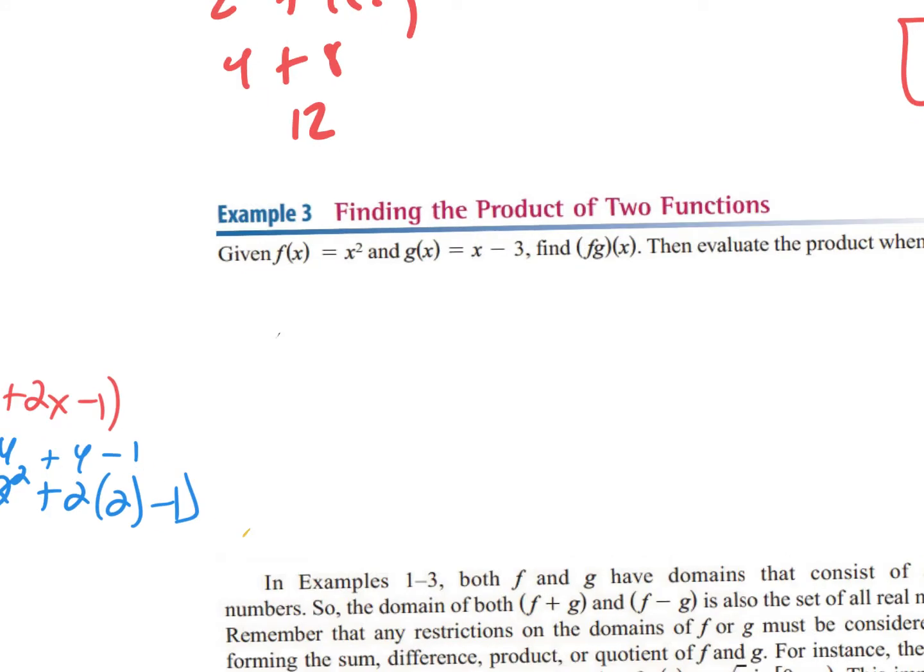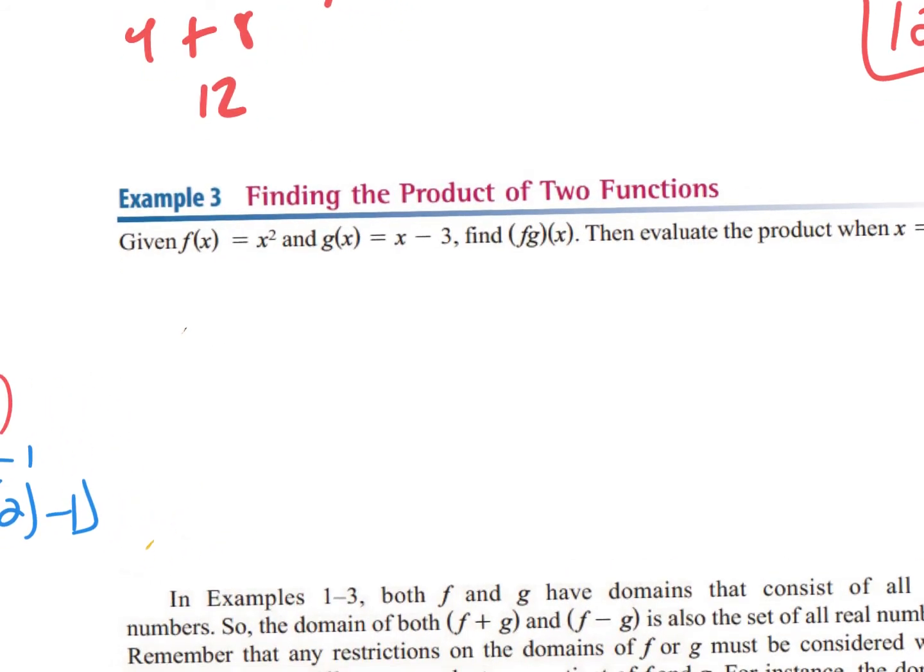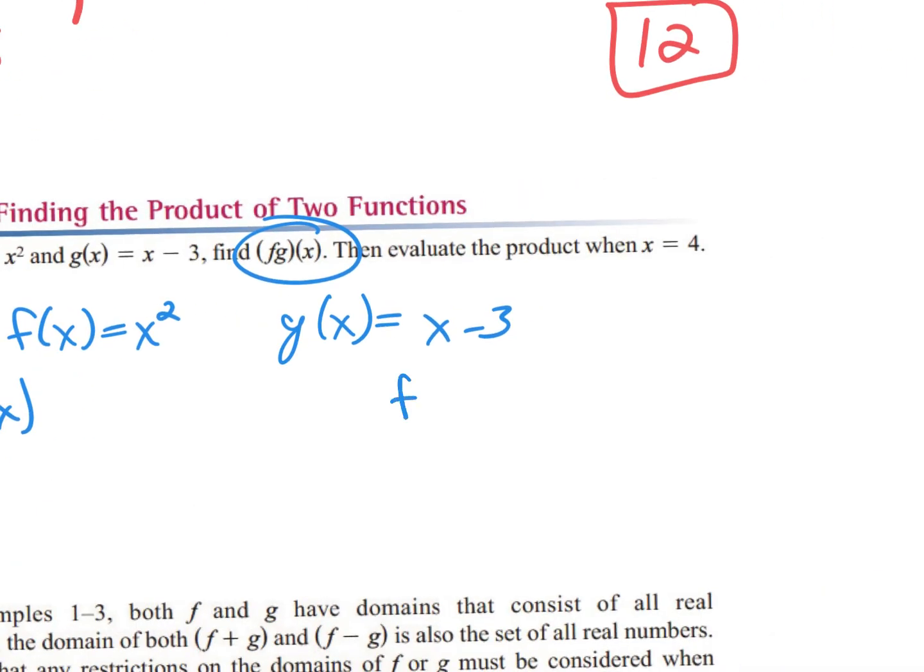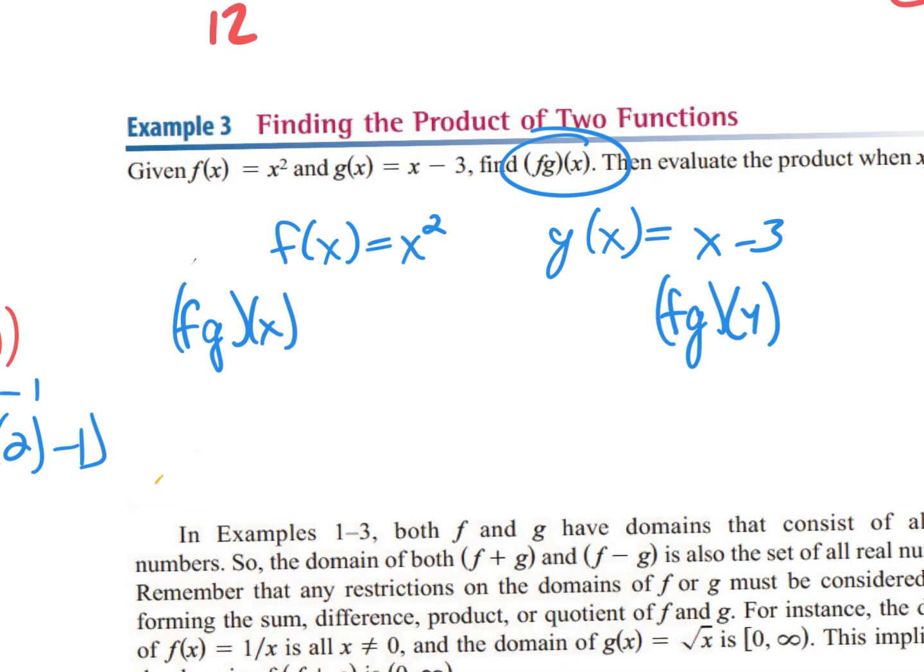We come over here, finding the product. What does the word product mean? Multiply. So your f function is x squared, and your g function is x minus 3, right? So if I'm going to find in terms of x, that they want us to find first, so f g of x, and then they want me to evaluate where x is 4, f g of 4. I know that on the left-hand side, it says f times g of x. That means, oh, multiply these together, but leave x in my answer.